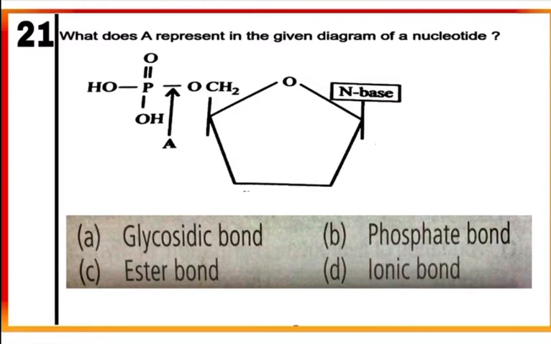The bond between the phosphate group and hydroxyl group of sugar is an ester bond. So here A is an ester bond, so mark C as a correct answer.